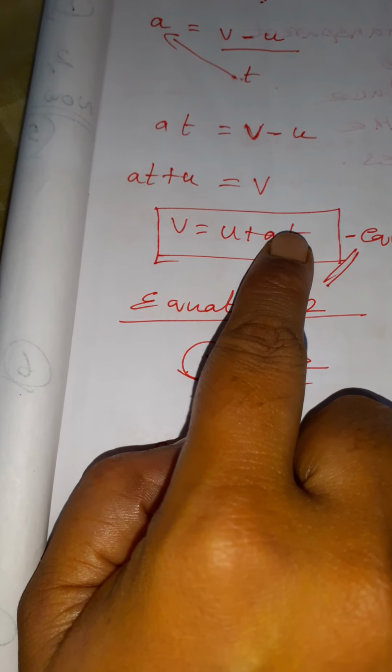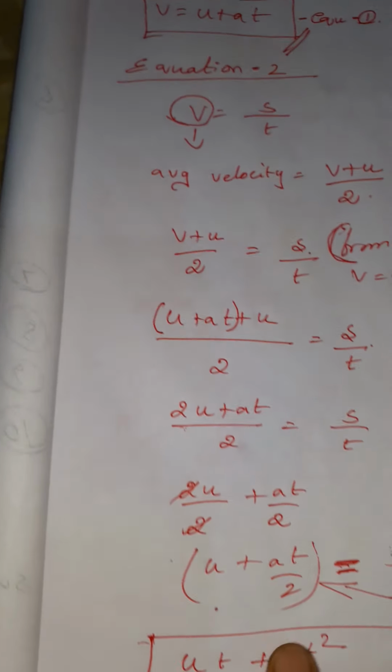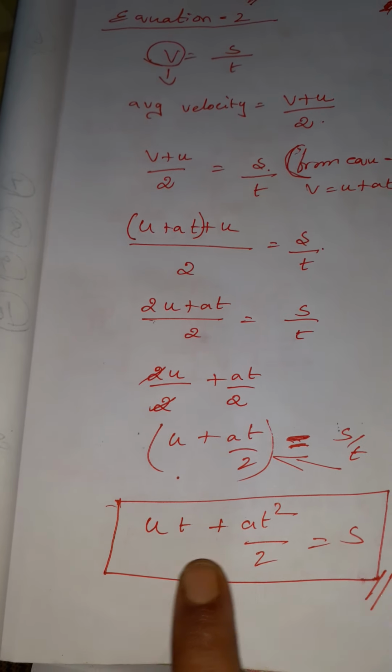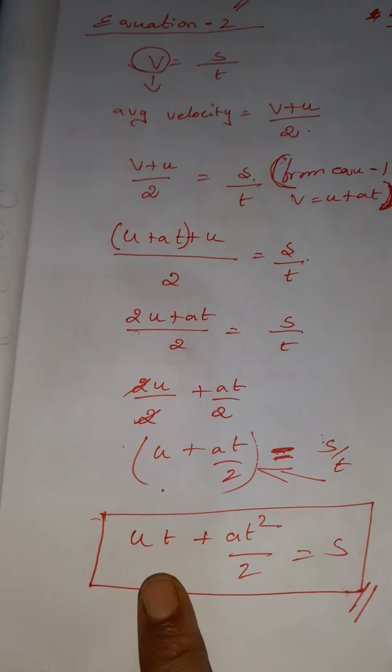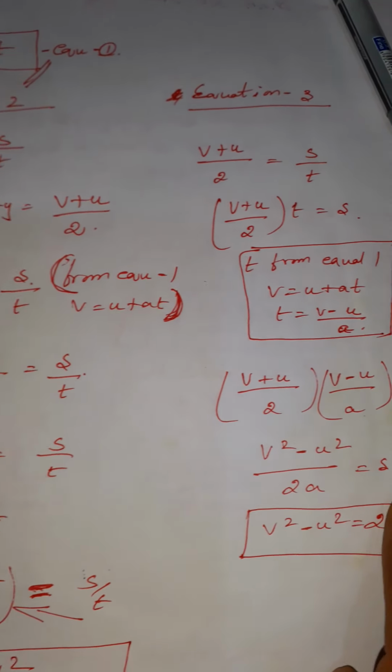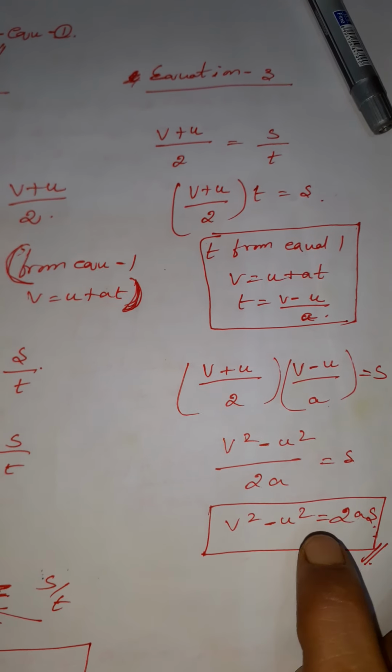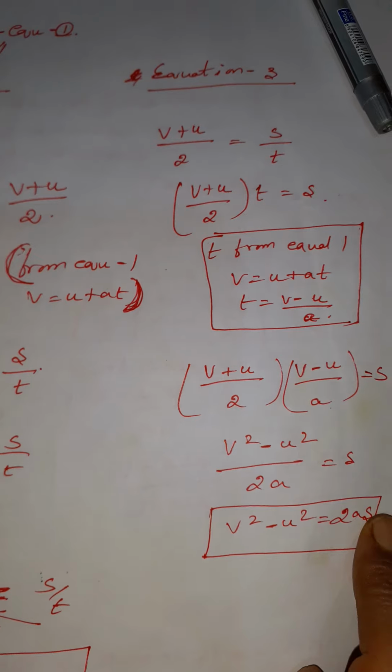V is equal to U plus AT is the first equation. S is equal to UT plus half of AT square is your second equation. And the third equation is V square minus U square is equal to 2AS.